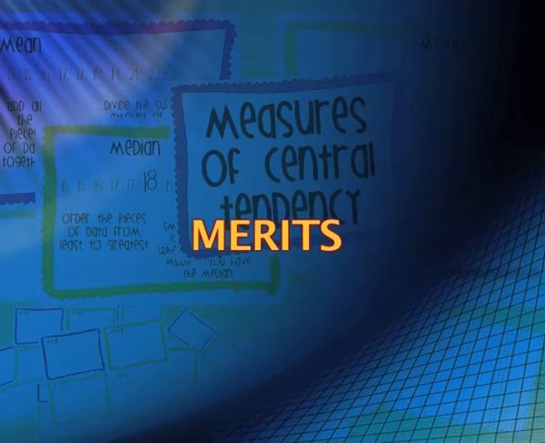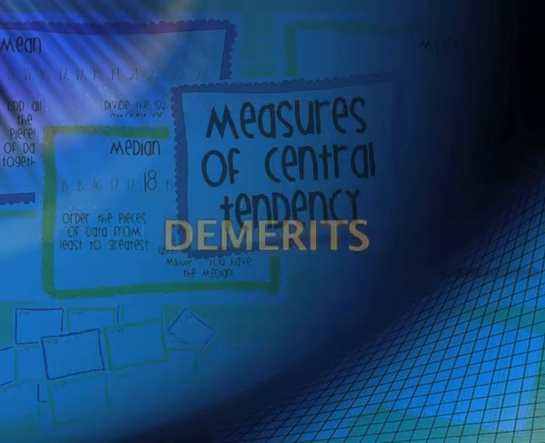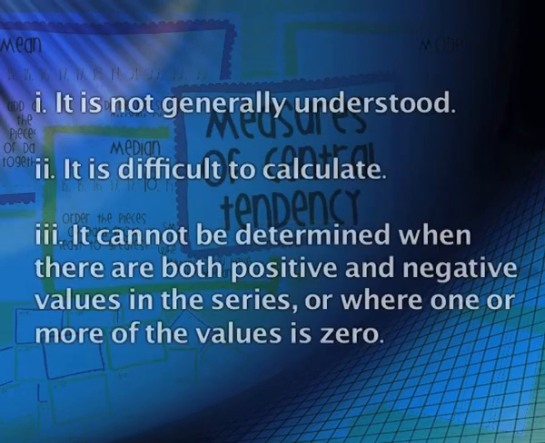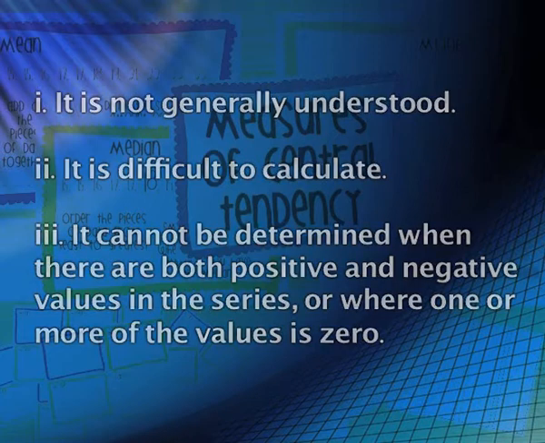Let's come to merits first. First one, it takes into consideration all the items. Second one, it is subject to algebraic manipulations. Third one, it is of extensive use when dealing with ratios, rates, percentages, etc. Also, let's see some of the demerits. The first one, it is not generally understood. Second one, it is difficult to calculate. Third one, it cannot be determined when there are both positive and negative values in the series, or where one or more of the values is 0.